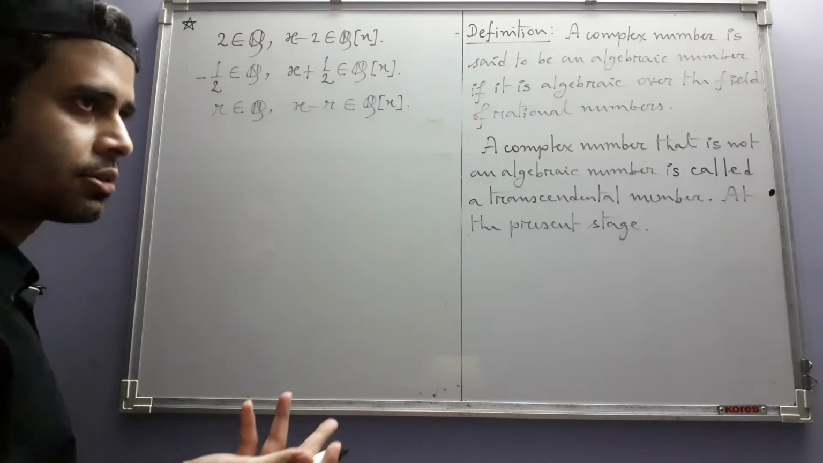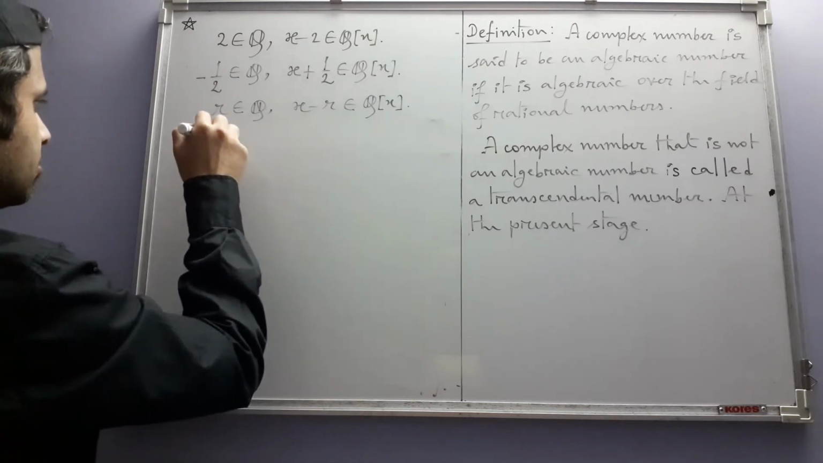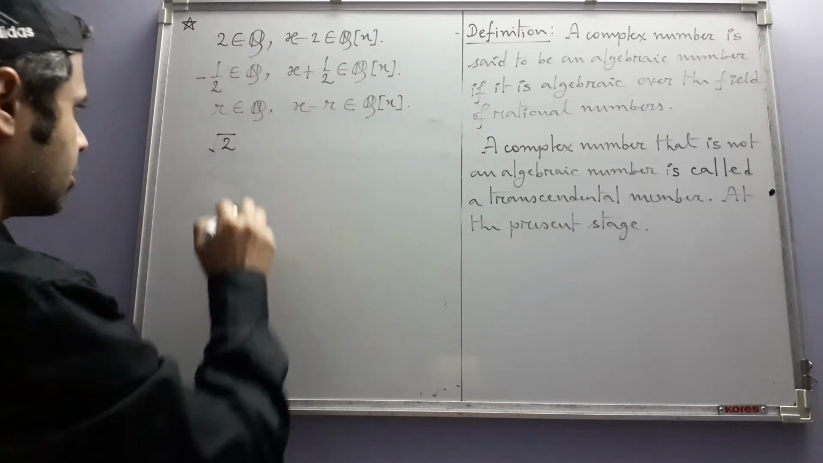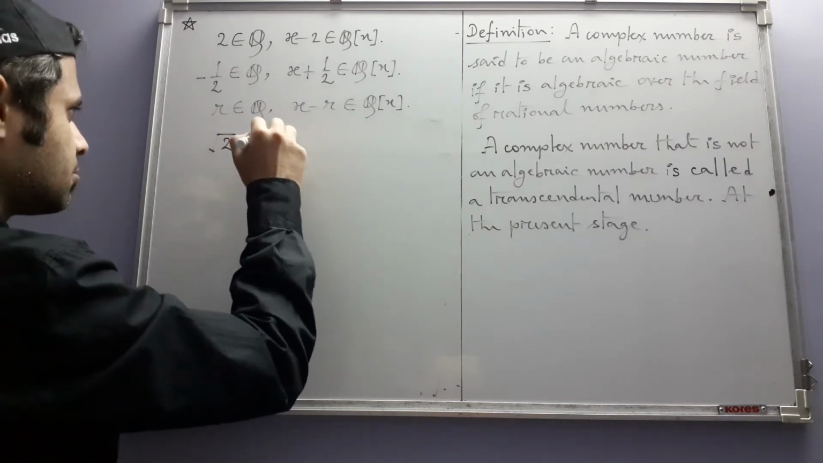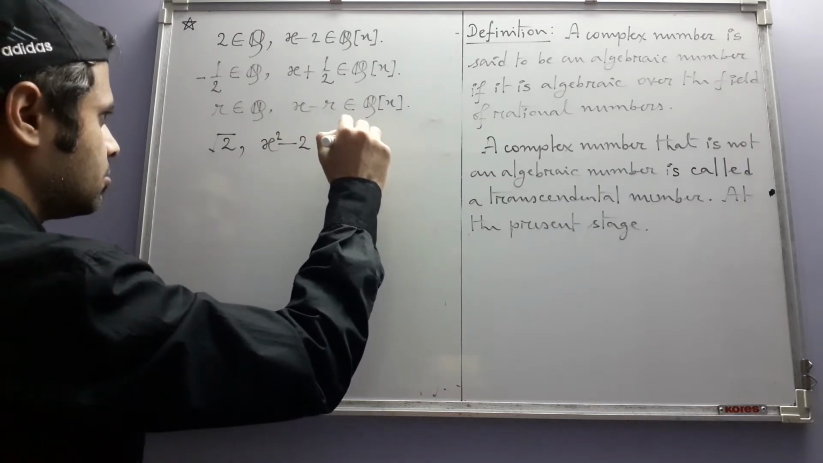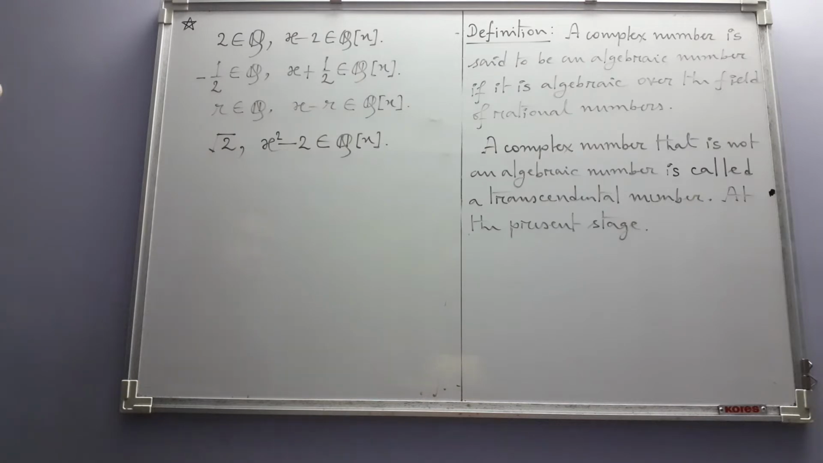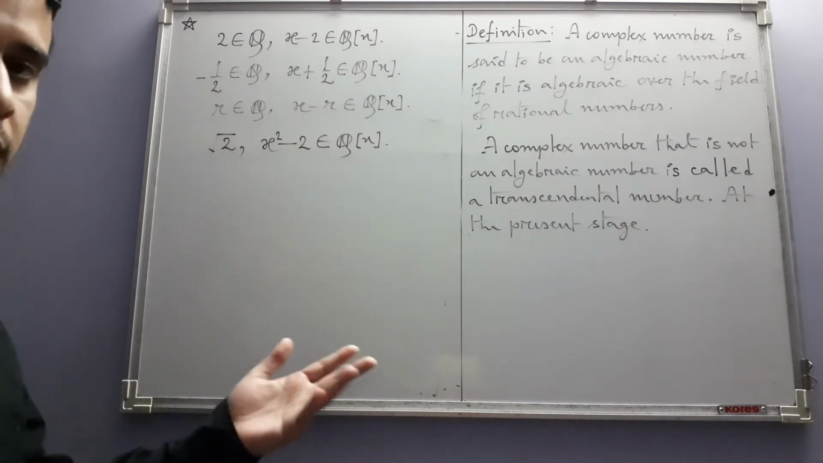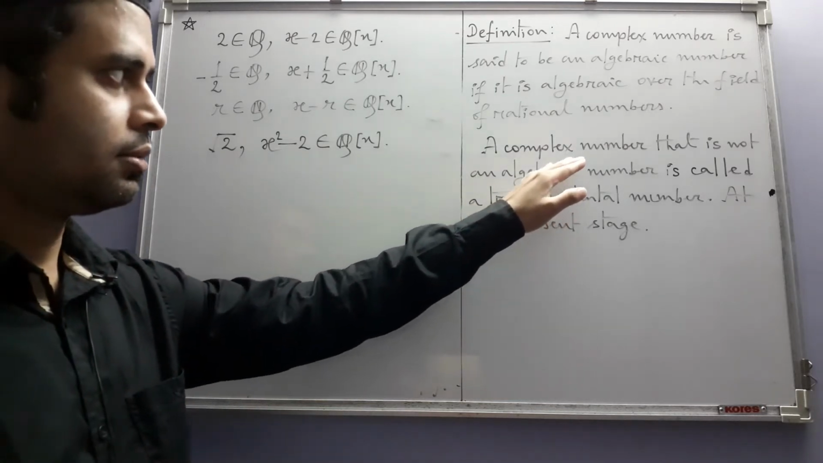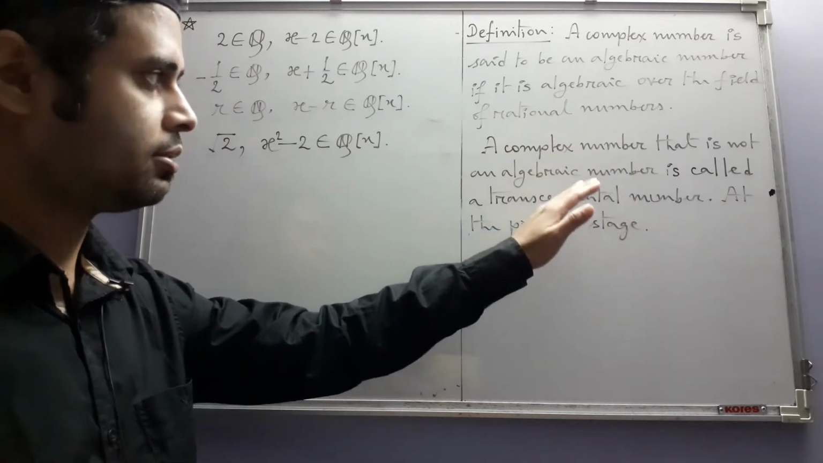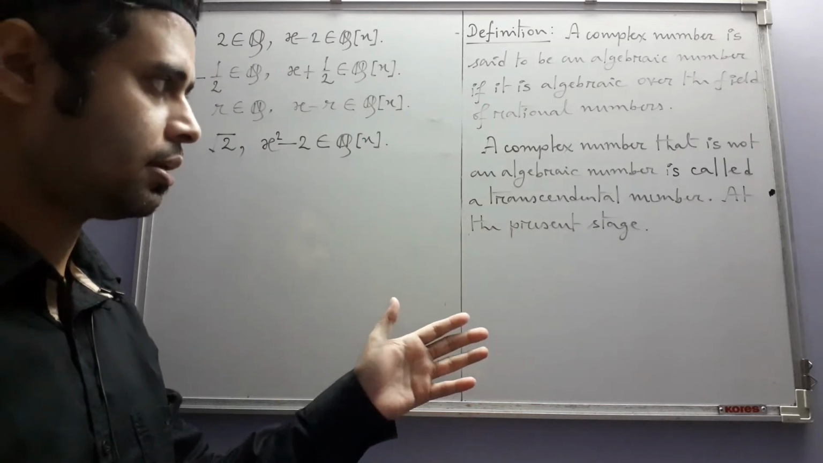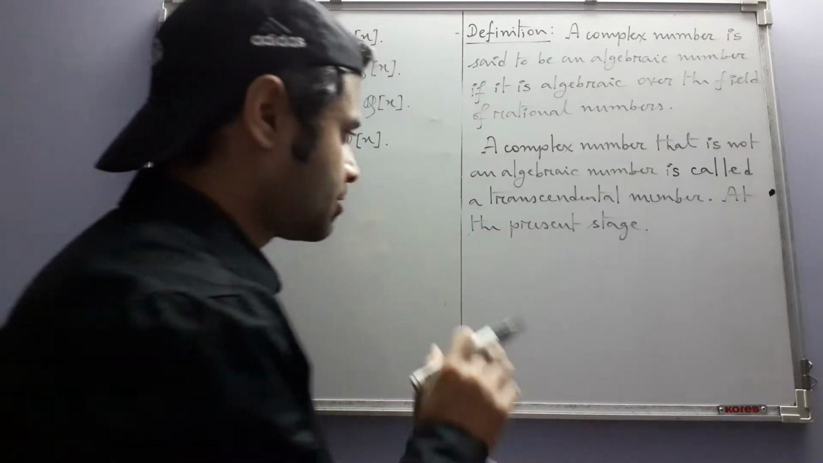There are of course irrational numbers also that are algebraic. For example, square root of 2. It is a complex number that is not rational, but it satisfies this polynomial over Q. These examples are easy. More complicated examples are coming in the exercises. But this definition that a complex number that is not algebraic is called a transcendental number does not by itself give us any reason to believe that transcendental numbers actually exist. So that's what we are saying.